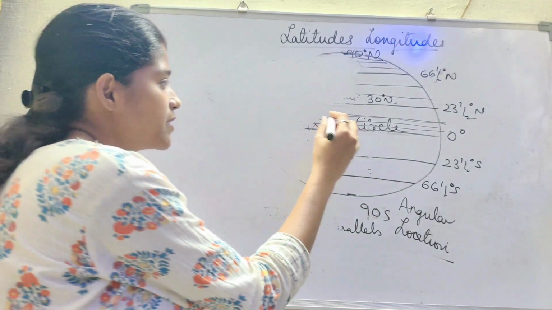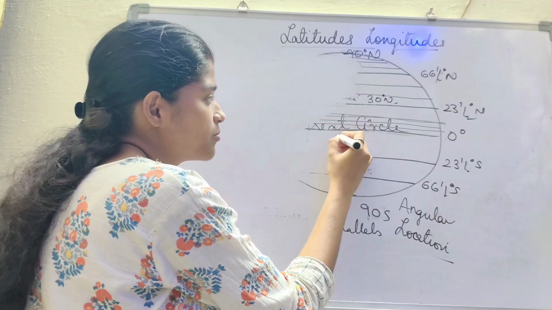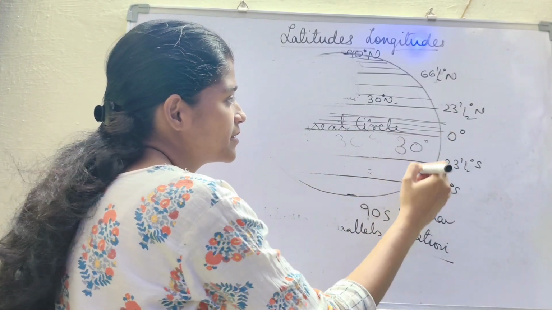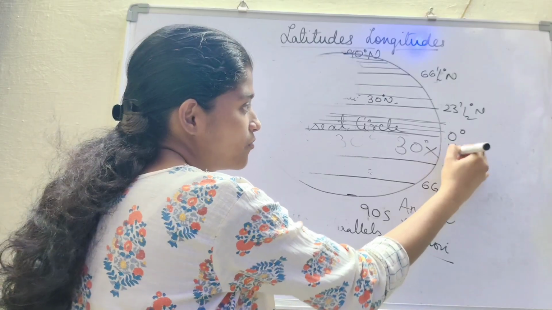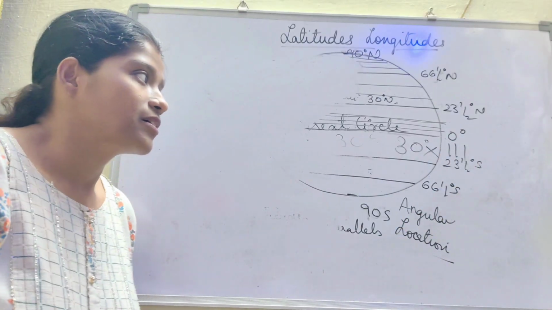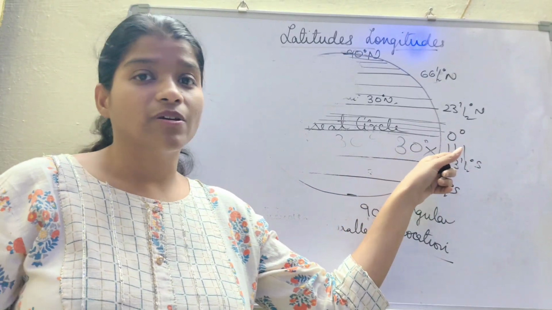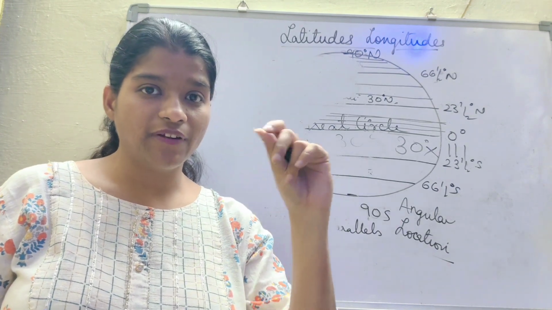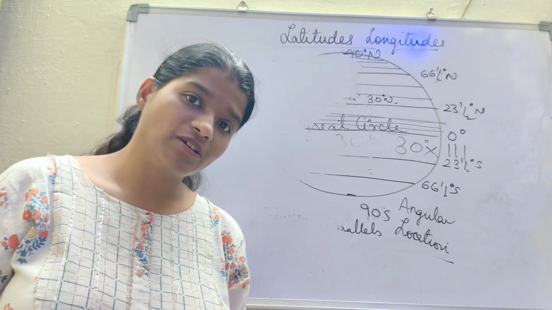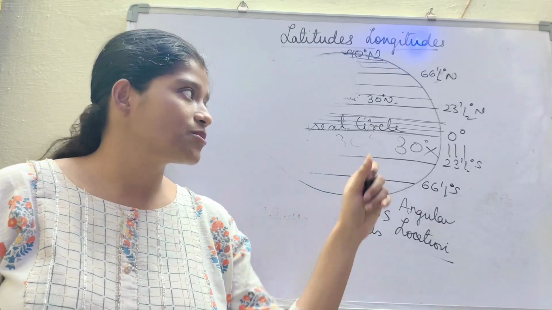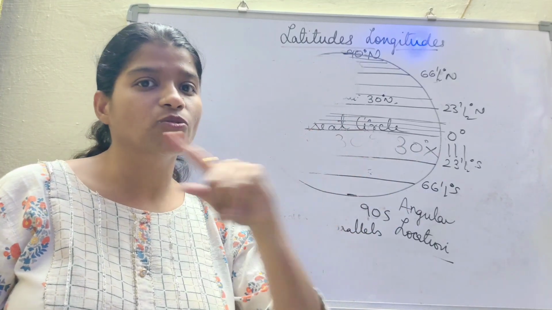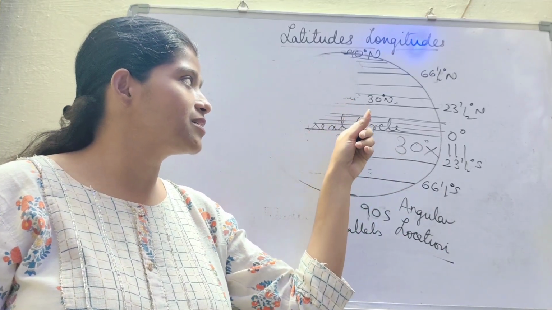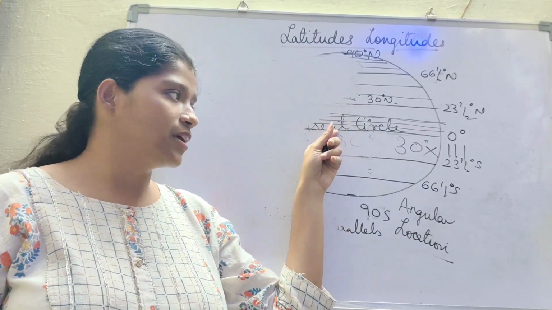What will I do? First I will write 30 degrees, so I will write 30 into 111. Why 111? Because I have told you that the distance between each and every line of latitude is just 111 kilometers. So I have just multiplied it. 30 into 111. Whatever is the answer, that answer will be the distance of this place from the equator.